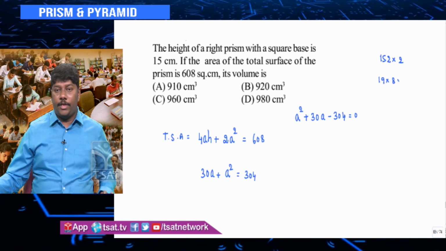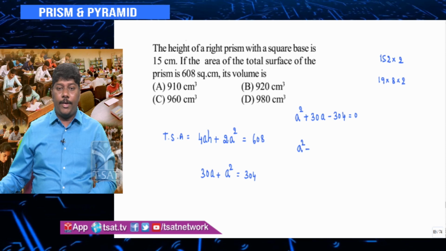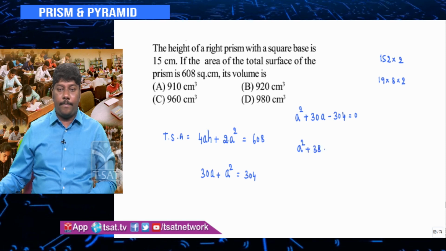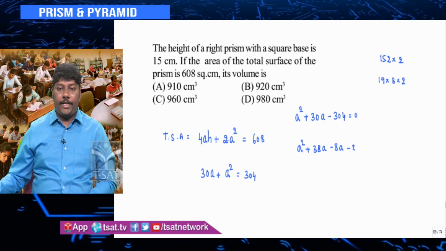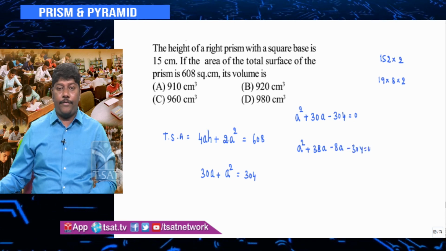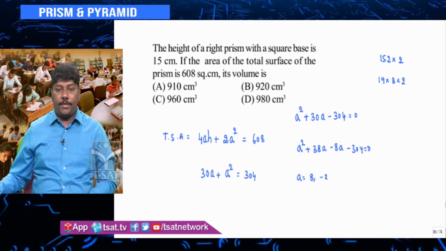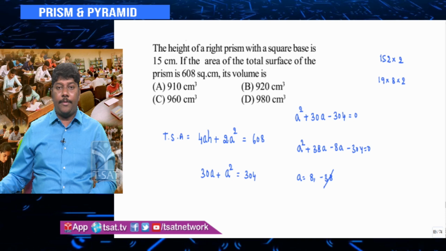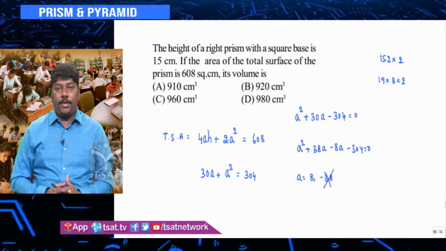19 8s into 2, so 38 and 8 you are getting. So a square plus 38a minus 8a minus 304 is equal to 0. If you factorize it, the factors are 8 and minus 38. However, you don't get minus 38, so the side of the square given is 8.